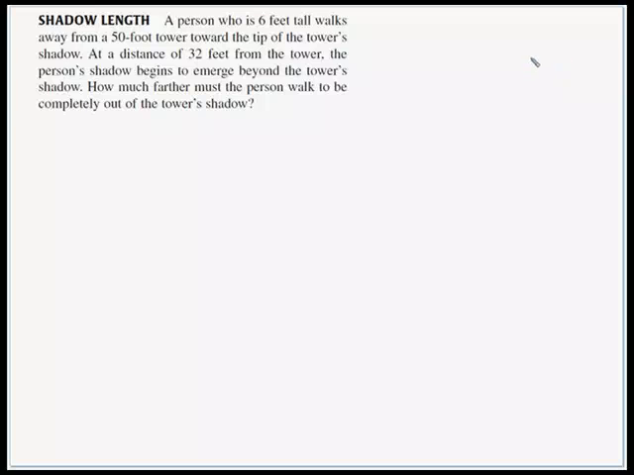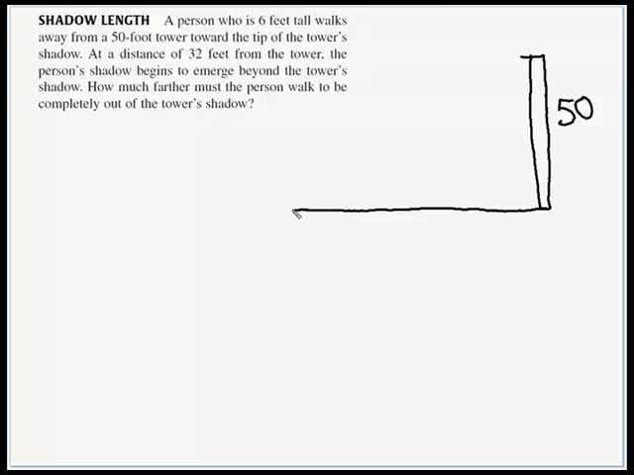So here we have a 50-foot tower. Here's our tower, and it's 50 feet. And this tower is casting a shadow. And we also have a person who is 6 foot tall. So let me come down here. And here's our person, and he has a shadow. And this person is 6 feet.